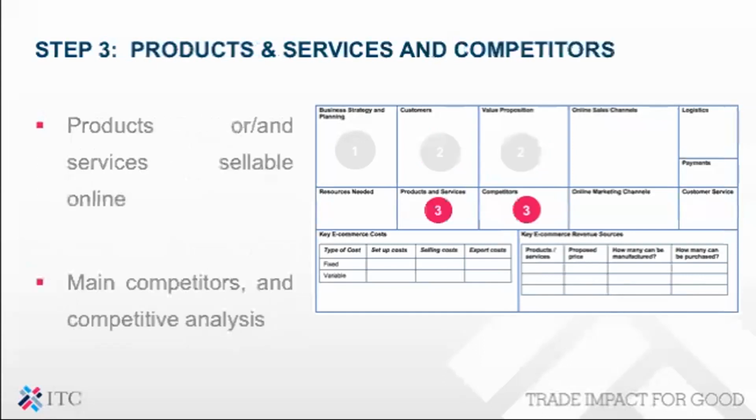Step 3, I typically look at the products and services on one hand, and then the competitors. Products need to be identified because you need to understand which are sellable online, because not all of your catalog is suitable for e-commerce sales. So you really need to pick the ones that can actually fit to be sold online on a VMP or your e-commerce website if you have one.